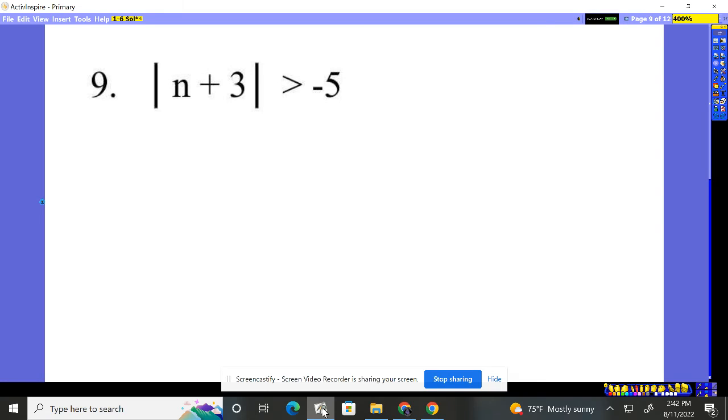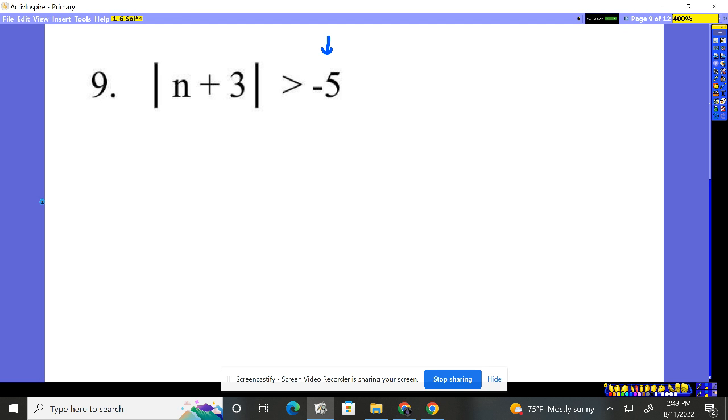All right, 9, 10, 11, and 12 on the worksheet say, hey, are there an infinite number of solutions or no solutions? These are special cases. Now, normally you're not going to be told they're a special case, so you got to recognize it. And the key is when the inequality is written to where it's greater than or less than -5. When you have a negative piece right there, that's a clue.